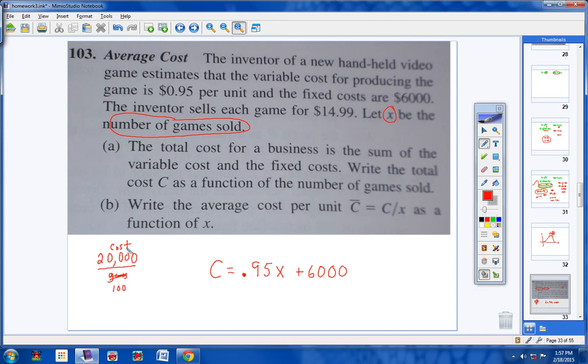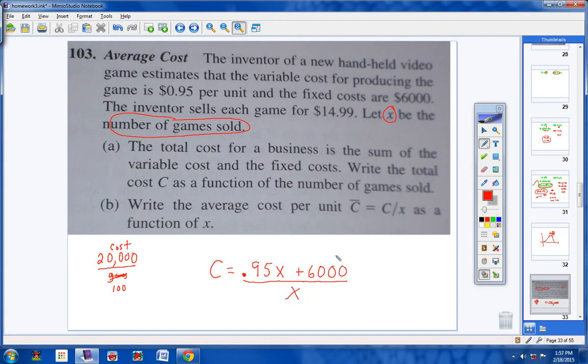If I said to you, yes, I know my total cost is $20,000, but what was my total cost per game? So how do I find the average cost? Divide it by how many games I produced. Well, Mr. Earhart, you don't know how many games that you produced. I know, but we gave that a name. Remember, X stands for the number of games. So I would divide by X. That's my number of games.